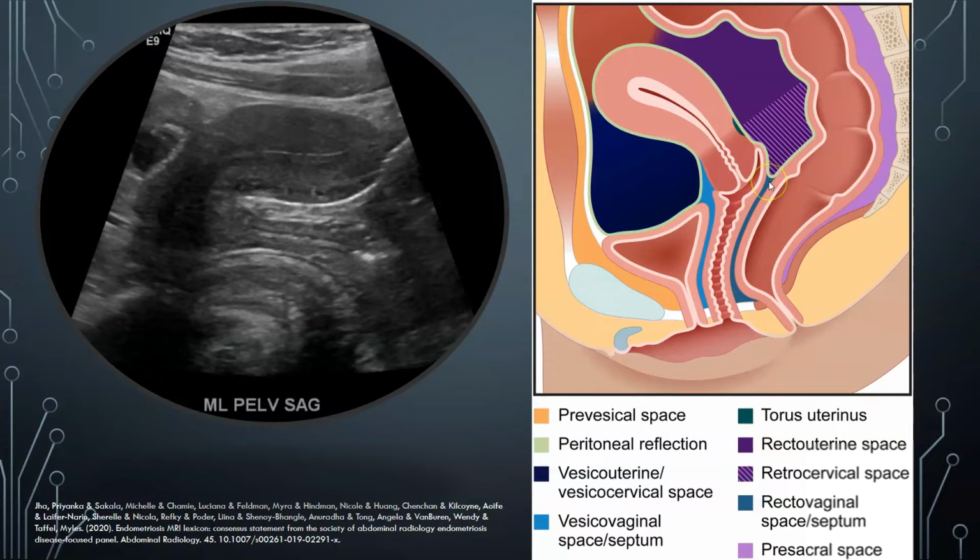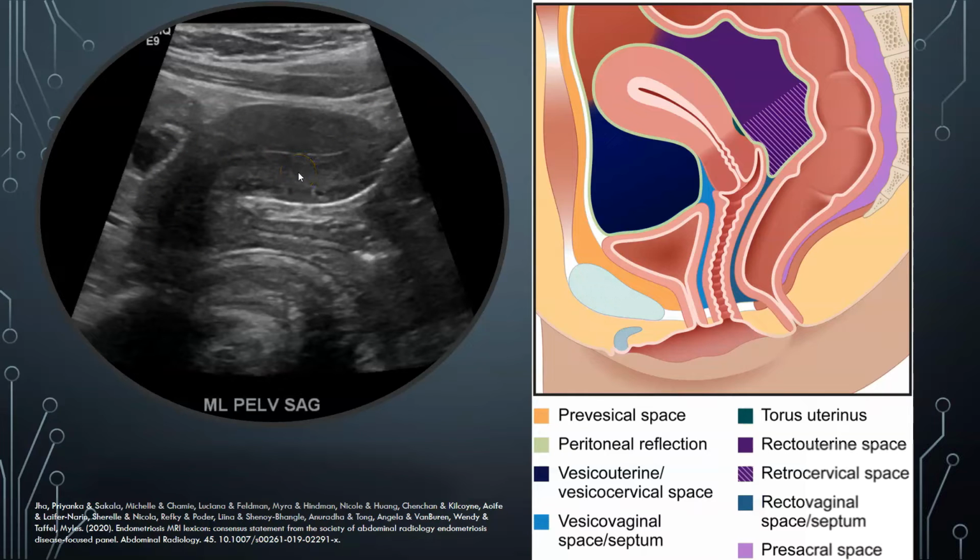So most commonly, you're going to see fluid in the rectouterine space, or the pouch of Douglas. That's the most common space, which would be around here. See here, you have a completely empty bladder, but with the linear probe, you can see the entire uterus.